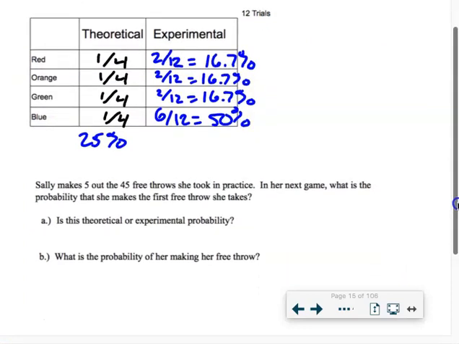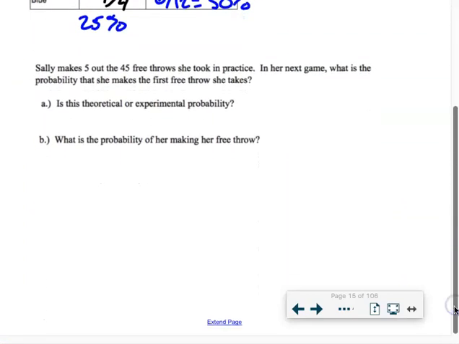Here's an example of an experimental. Sally makes 5 out of 45 free throws she took in practice. In her next game, what is the probability she makes the first free throw she takes? This is really experimental probability because we're basing this off of something that has happened previously. This is not something that we are looking at in theory. This is looking at, well, here's what's happened before. What's the probability that we make that next free throw?